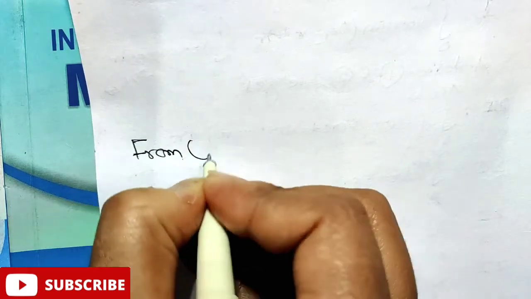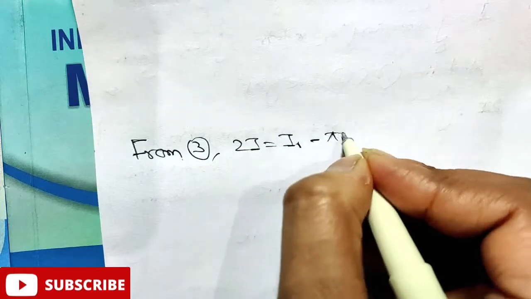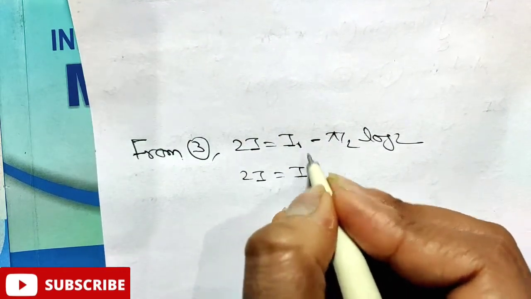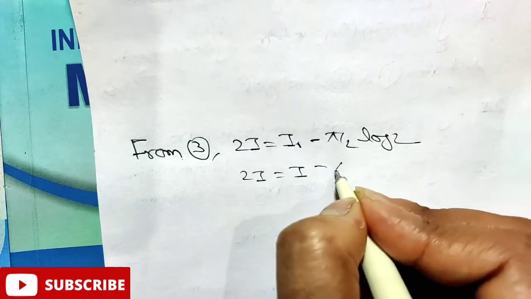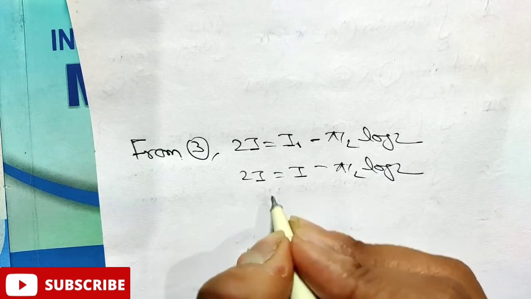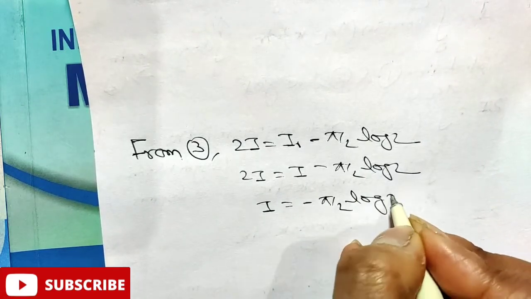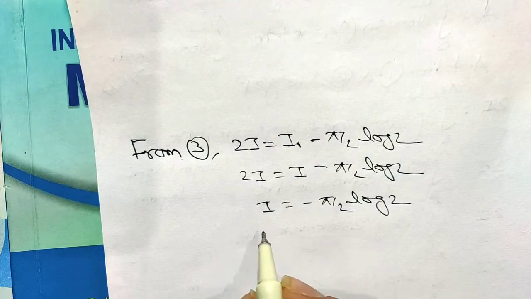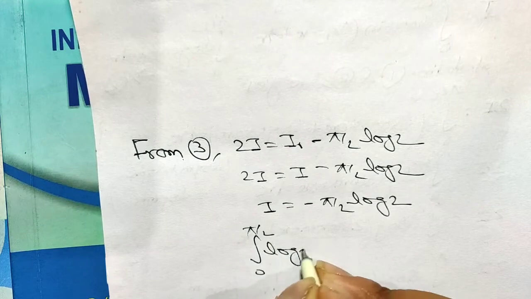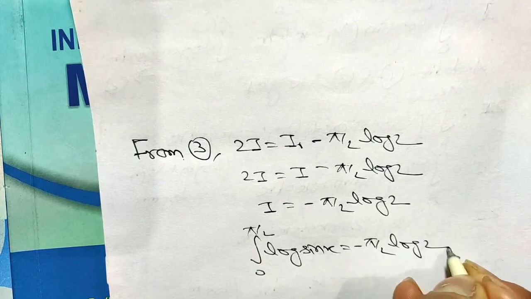Now from equation 3 we get 2I is equal to I1 minus pi by 2 log 2. We get I1 is equal to I, so we put I here, minus pi by 2 log 2. 2I minus I is equal to minus pi by 2 log 2. So we get integral 0 to pi by 2 of log sin x is equal to minus pi by 2 log 2.